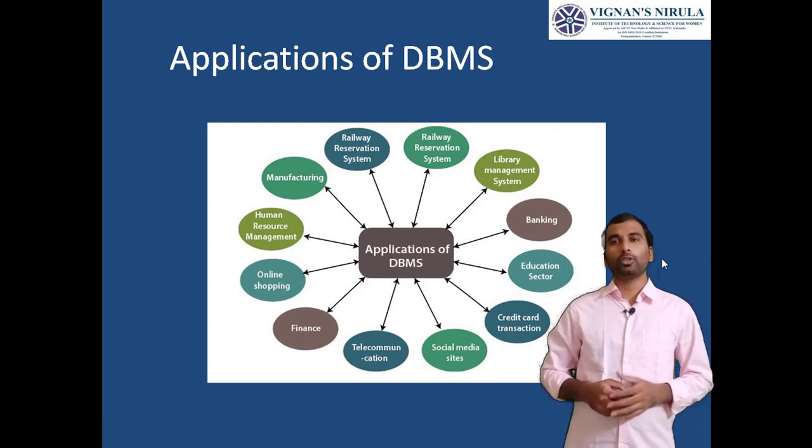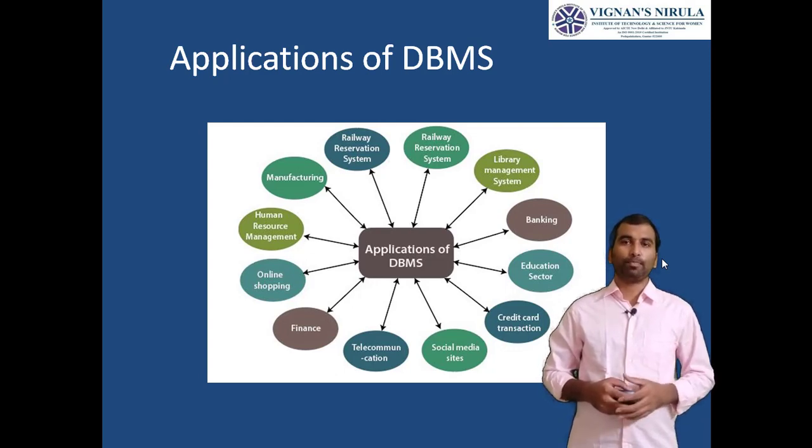Next one, human resource management. Big companies have many workers or employees working under them. So they store the information about employee salary, tax and work with the help of a database management system. The next one is manufacturing. Manufacturing companies make different types of products and sell them on a daily basis. In order to keep the information about their products like bills, purchase of the product, quantity, and supply chain management, the database management system is used.